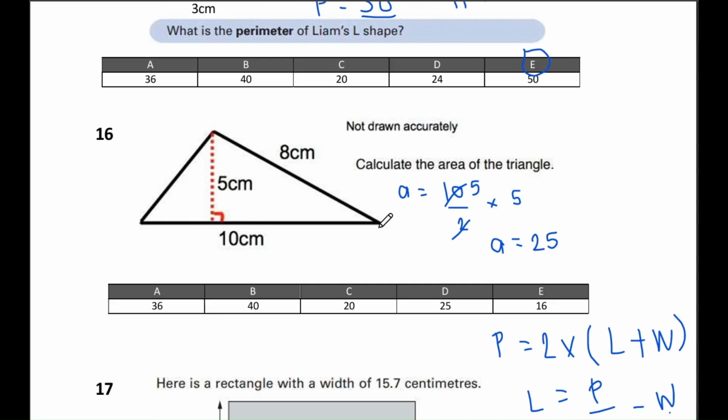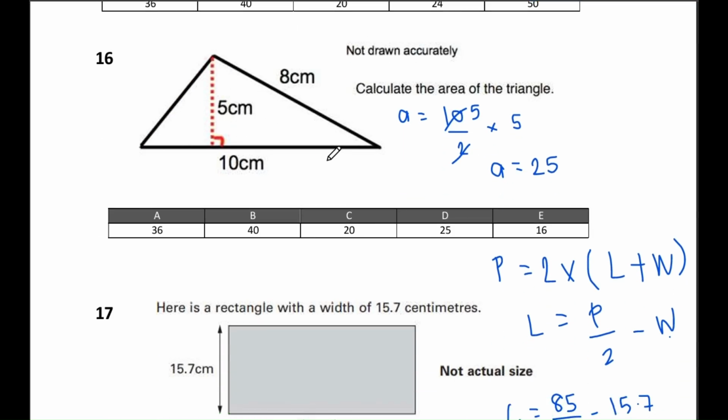Question number 16. We have a triangle with a base of 10 centimeters, a vertical height of 5 centimeters, and another side measuring 8 centimeters. The question is, calculate the area of the triangle. Our options are A, 36, B, 40, C, 20, D, 25, and E, 16. The answer is option D, 25. Remember, the area of a triangle is half of the base multiplied by the height. So half of 10 times 5 is 25 square centimeters. We don't need that extra side length for the area.